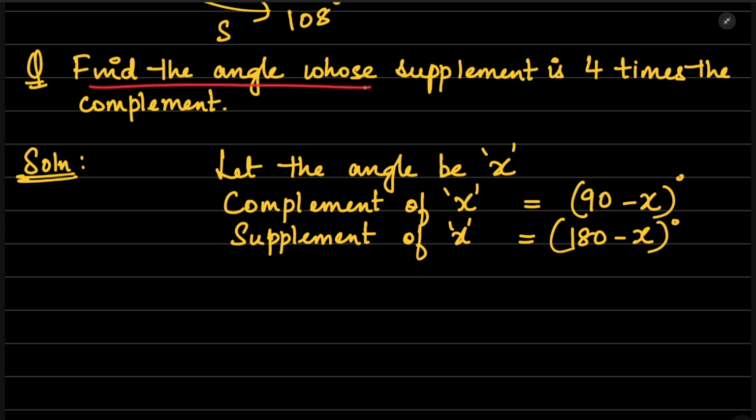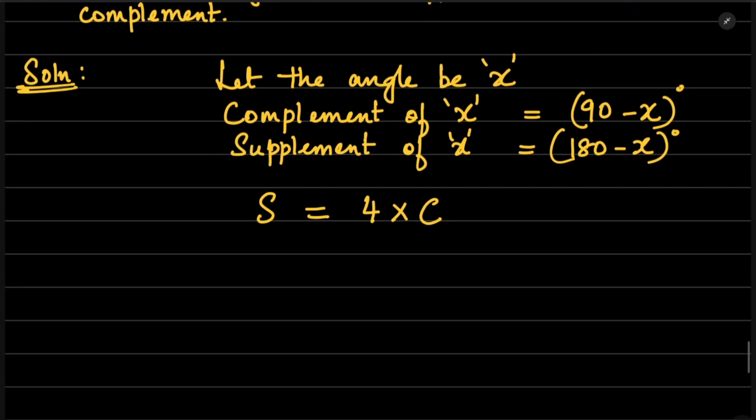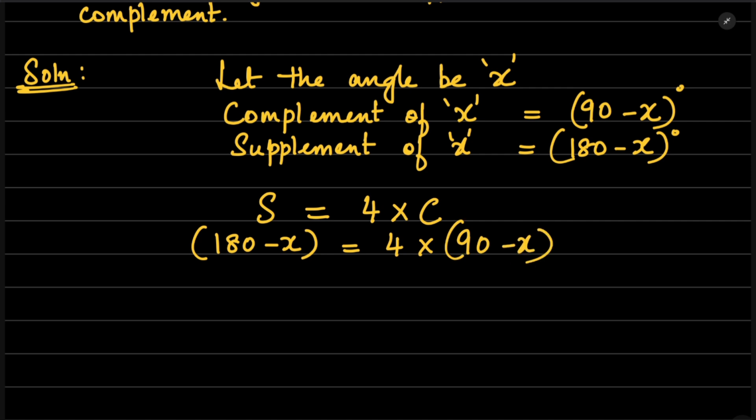Now, according to the question, read the sentence: find the angle whose supplement is 4 times the complement. 4 times means 4 multiplied by the complement. So now replace. S is 180 minus x, equal to 4 times C, which is 90 minus x. Put it in the bracket. Now open the bracket and solve it. So you have 180 minus x is equal to 4 nines are 36, 360 minus 4x.